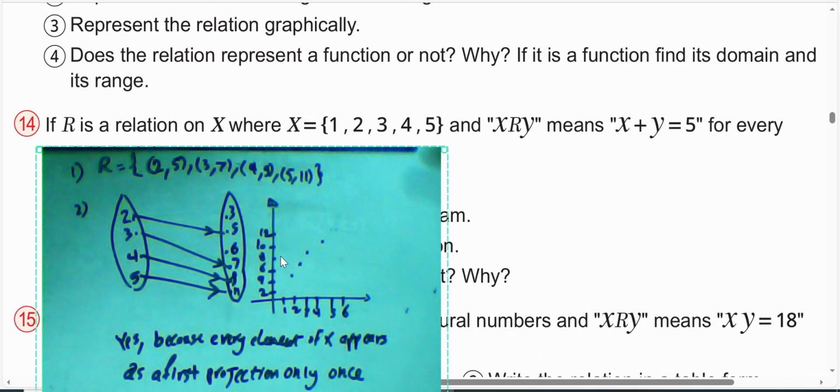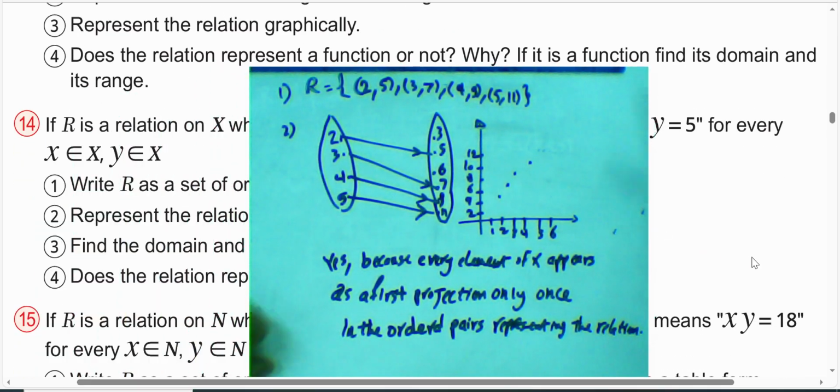Does the relation represent a function or not? Yes, it's a function, because every element of x appears as a first projection only once in the ordered pairs representing the relation. And then we can find the domain and the range.